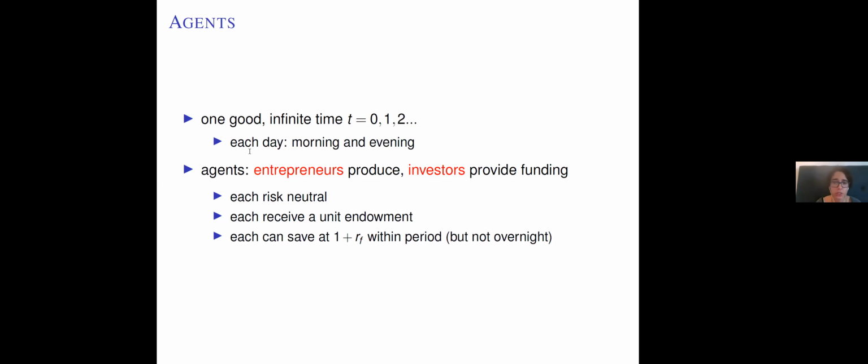Every single agent is risk neutral. Each of them receives 1 unit of endowment, both entrepreneurs and investors. They can save at rate 1 plus RF. Think about RF as some storage technology within the period, so from morning to evening, but no saving overnight. Okay. So for the purpose of this talk, before we get to policy, you can normalize RF to 0 if you want. Okay, but it doesn't matter. You can also assume it's positive.